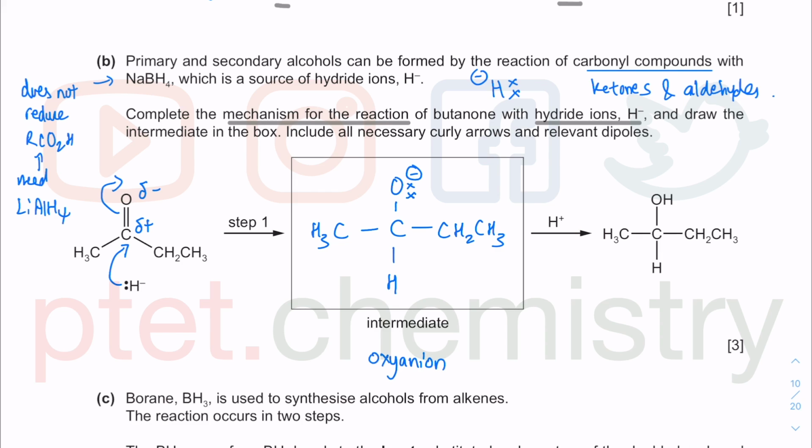I then add in H plus. H plus has no electrons at all. So these 2 electrons on the oxygen attack and pick up a H plus, and now you form an alcohol there. That is the 3 marks mechanism.